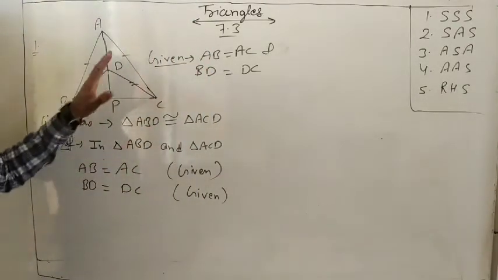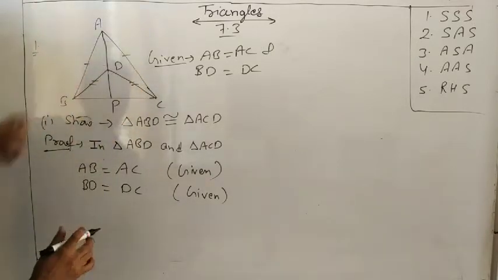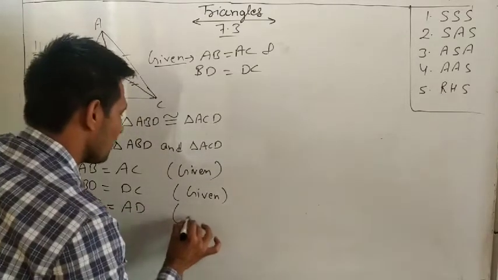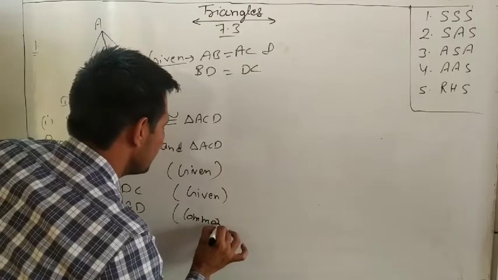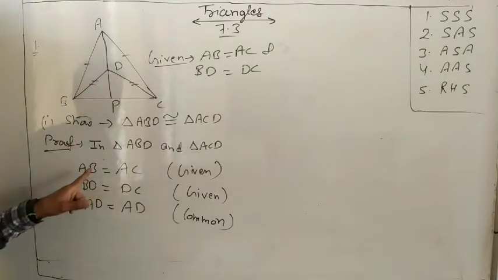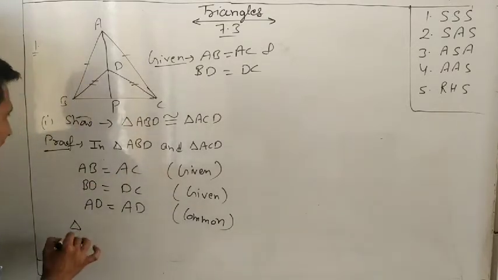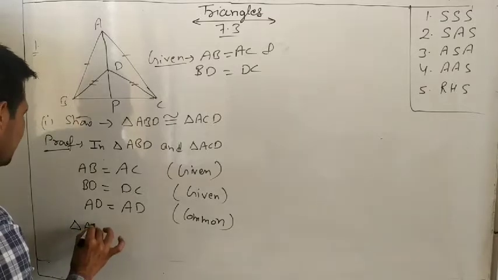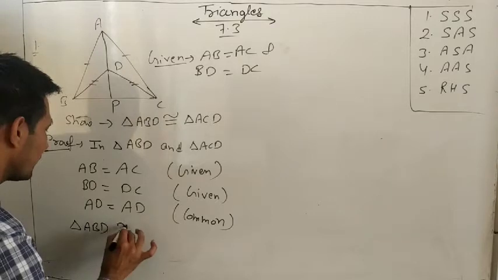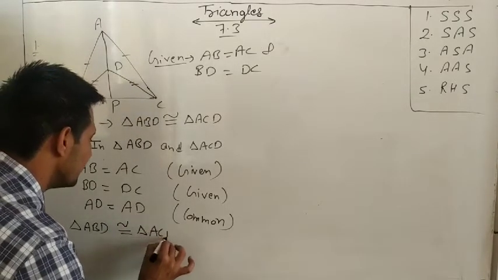Next, which one side? AD. We observe AD is common. So AD is common side. So it means these two triangles are congruent by side. So you can write triangle ABD congruent to, it is the symbol of congruent to, triangle ACD.